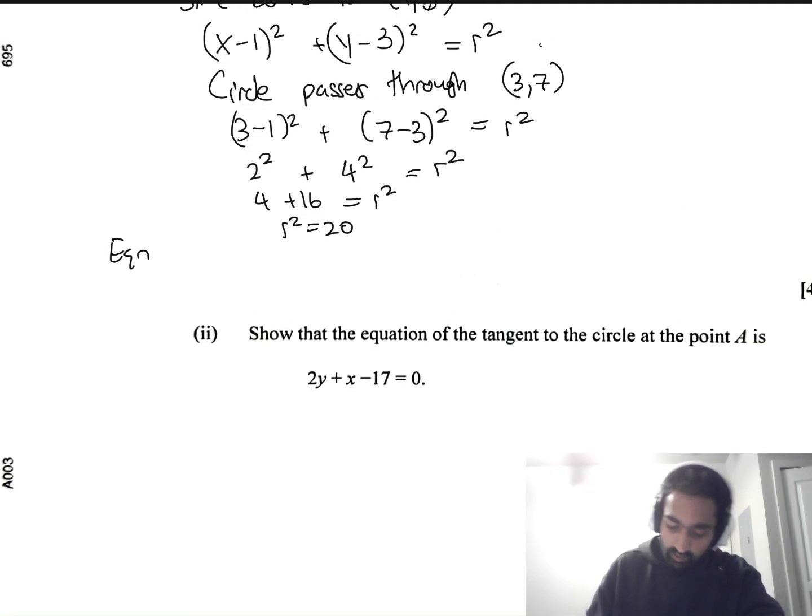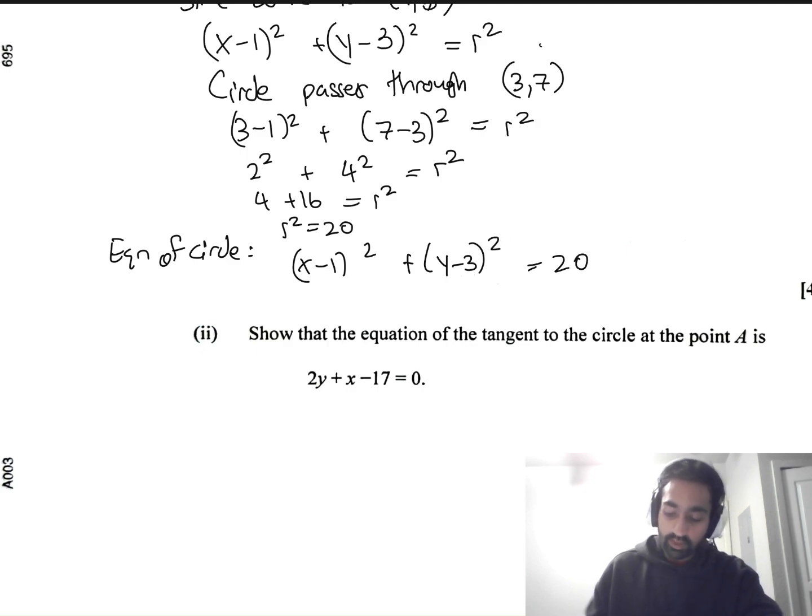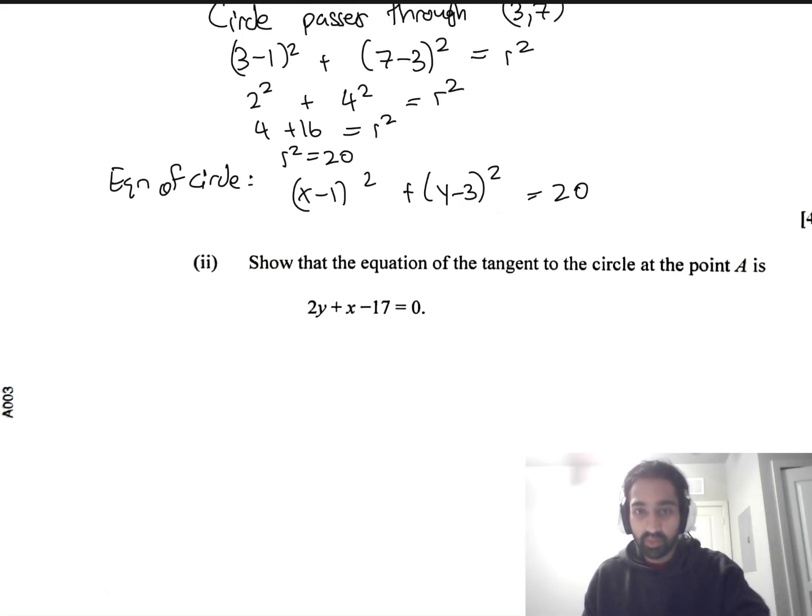So the last thing is therefore the equation of the circle is just going to be (x minus 1) squared plus (y minus 3) squared is equal to 20. Because instead of r squared, I could just put 20.